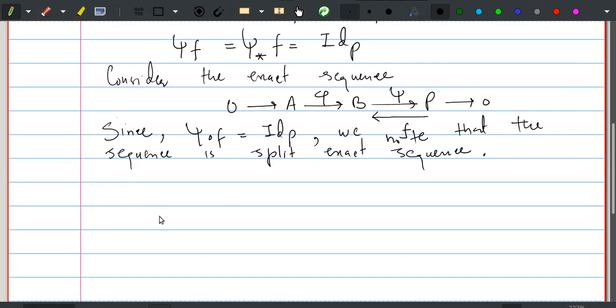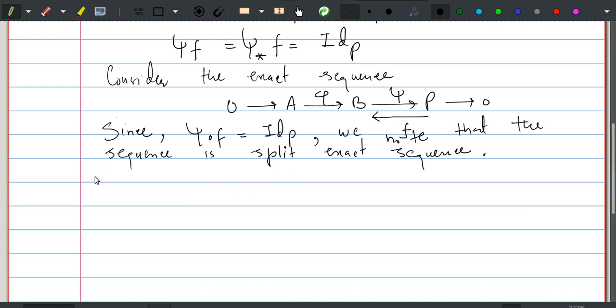So this proves that if P is projective, this sequence is a split exact sequence.